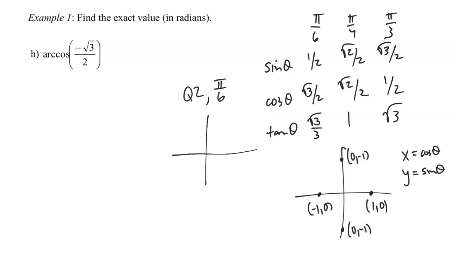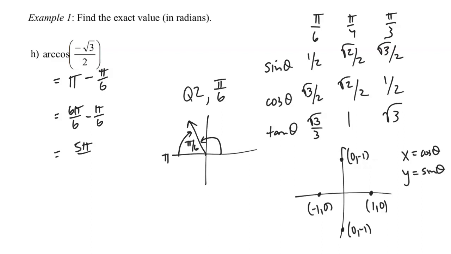Now, draw a picture in order to help you here. Put your angle in quadrant 2, which we know is where it has to be. The reference angle is going to be pi over 6. And so to figure out what this angle is, we're going to start at pi and go backwards pi over 6. And so that's going to end up being pi minus pi over 6, which will be 6 pi over 6 minus 1 pi over 6, for a total answer of 5 pi over 6.